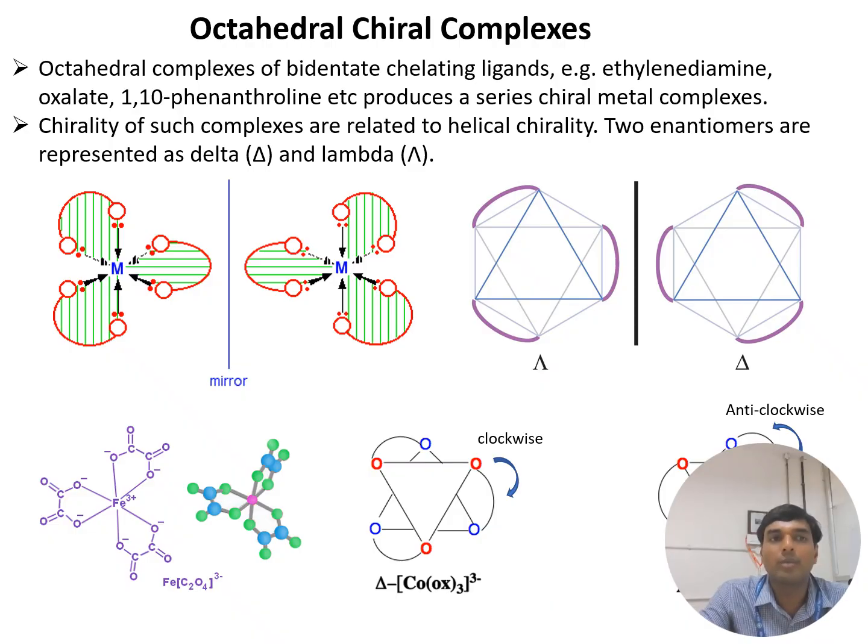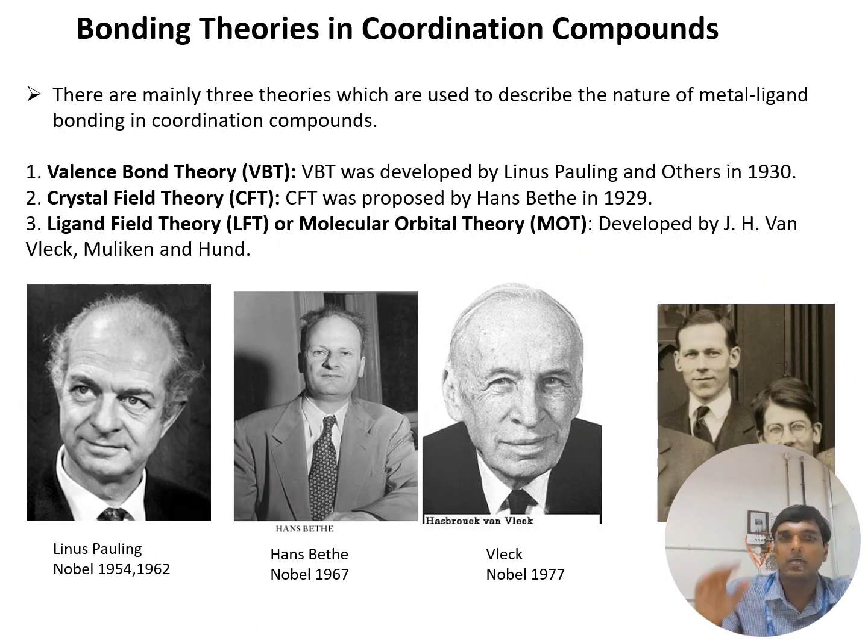Similarly, if we go for ethylene diamine or oxalate or phenanthroline, they show optical activity when they bind with the metal ion. For example, cobalt(III) oxalate or iron(III) oxalate are basically mirror images that are non-superimposable, and that's why they are called optically active.